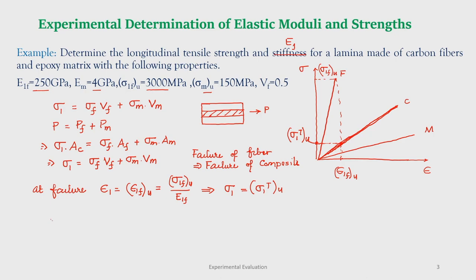Okay. Therefore, we can write that sigma 1 T u is equal to the fiber stress, sigma 1 f u, into volume fraction plus matrix stress. What is the stress in the matrix at this point? At this point, this is the strain. Therefore, stress is the strain multiplied by the Young's modulus of the matrix. Young's modulus of the matrix is Em. Therefore, sigma m is nothing but epsilon 1 f u into Em into Vm.